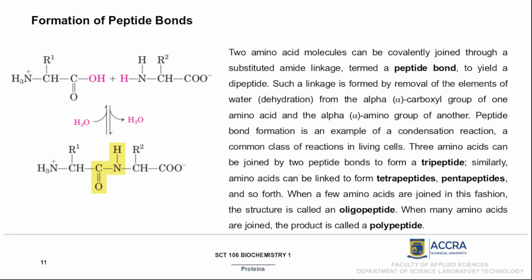Similarly, amino acids can be linked to form tetrapeptides, pentapeptides, and so forth. When a few amino acids are joined in this fashion, the structure is called an oligopeptide. When many amino acids are joined, the product is called a polypeptide. Proteins may have thousands of amino acid residues. Although the terms protein and polypeptide are sometimes used interchangeably, molecules referred to as polypeptides generally have molecular weights below 10,000, and those called proteins have higher molecular weights.